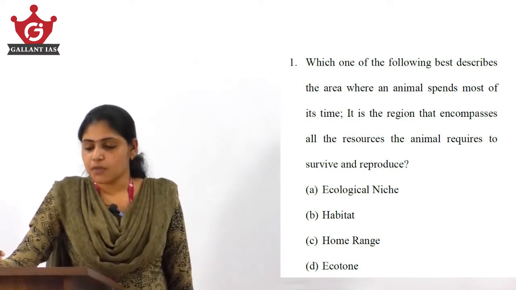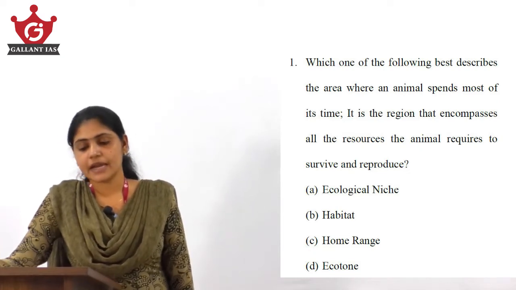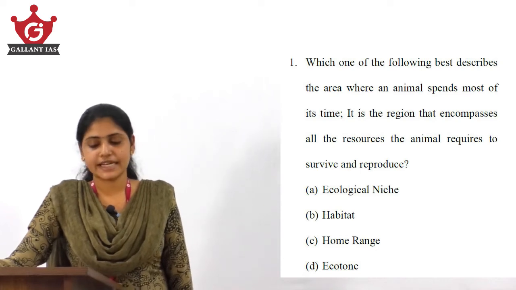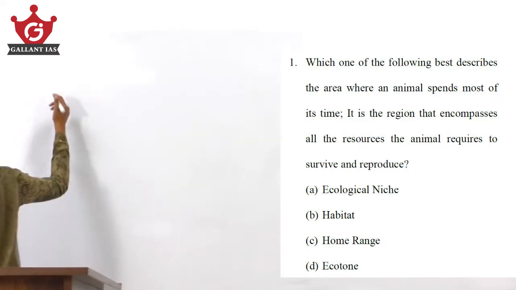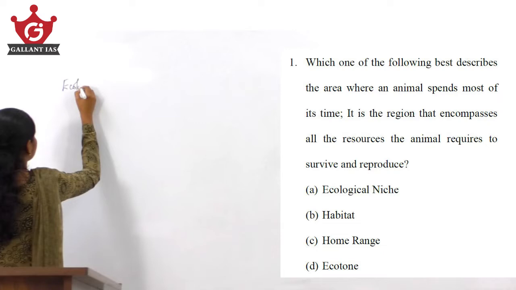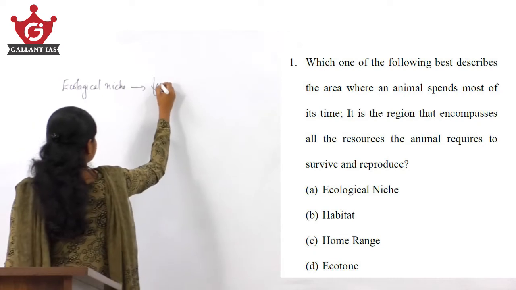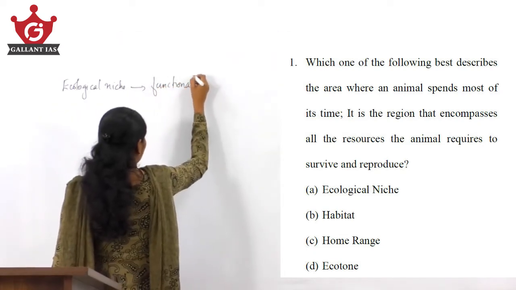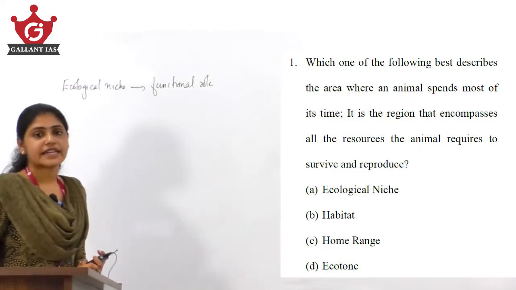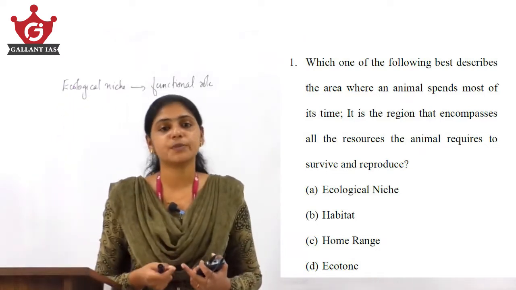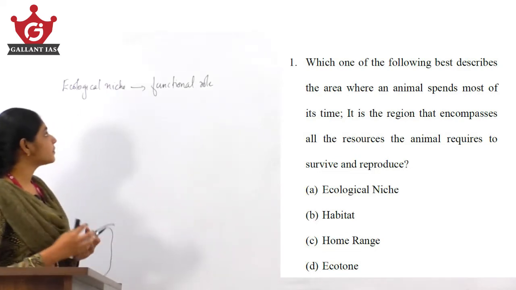where an animal spends most of its time and the region that encompasses all the resources the animal requires to survive and reproduce. See, ecological niche. Ecological niche is actually what? It is basically the functional role. Apart from the physical space occupied by the organism, each organism has some unique functional role to perform in the ecosystem. That particular functional role is described by the term ecological niche.